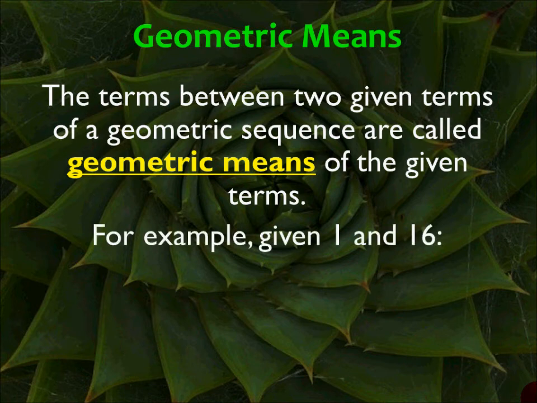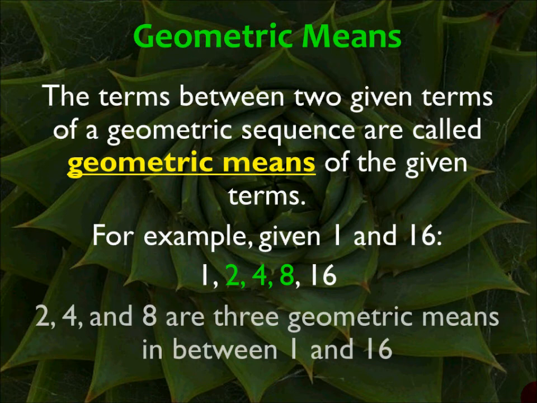The terms between two given terms of a geometric sequence are called geometric means of the given terms. So, if we have two terms, 1 and 16, and we put in 3 terms in between in a geometric sequence, those 3 terms are the geometric means, the 3 geometric means between 1 and 16.